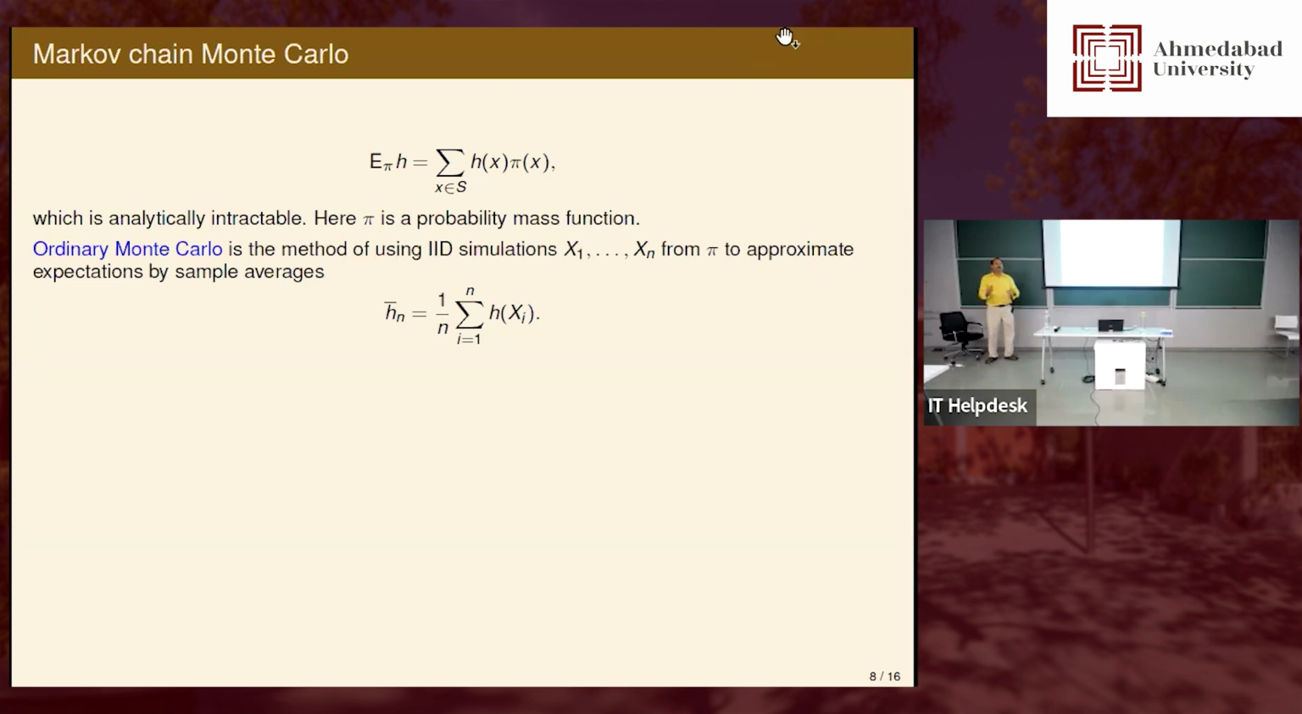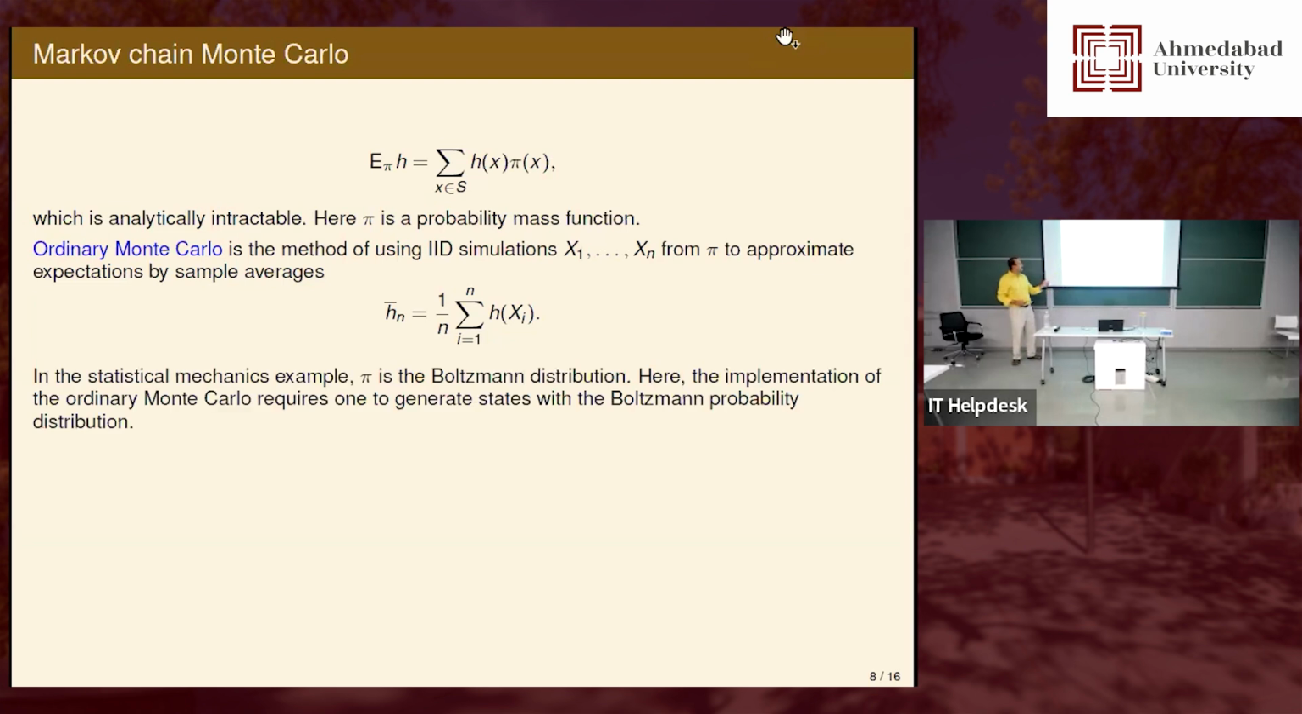IID? I'm sorry, did I mention it? IID means independent and identically distributed. So what does it mean? The I is called identical. That means they're all sampled from pi. Okay, and independent means the samples do not depend on each other. And that was the problem. They could not get identical samples. So they went for dependent samples.